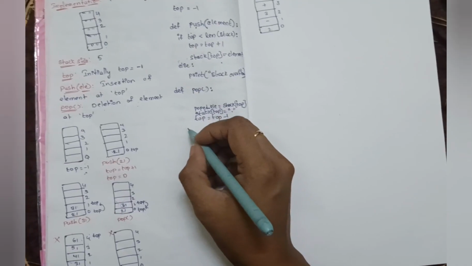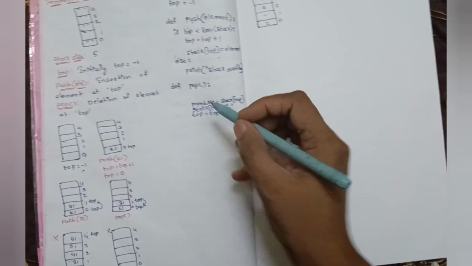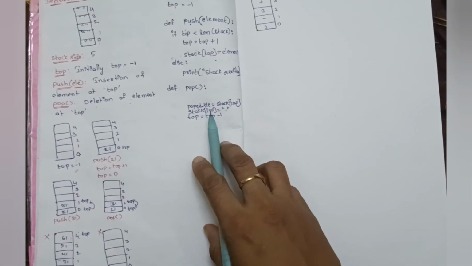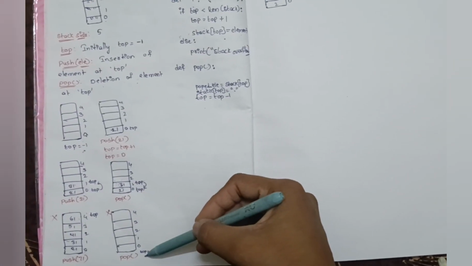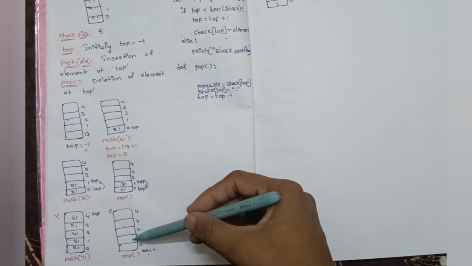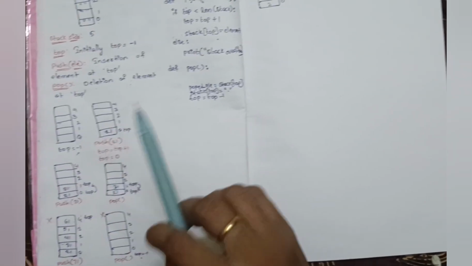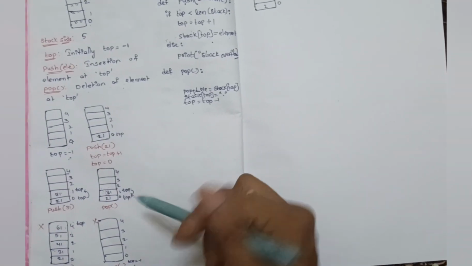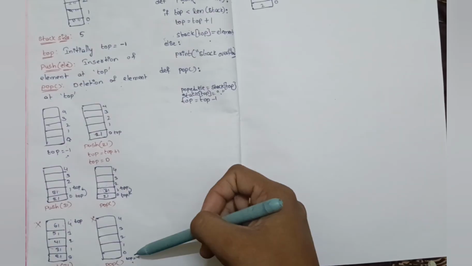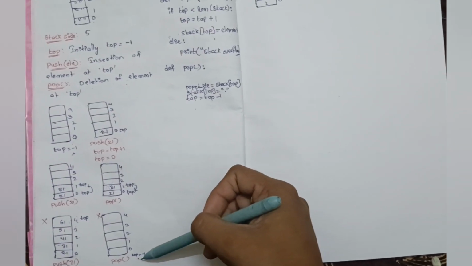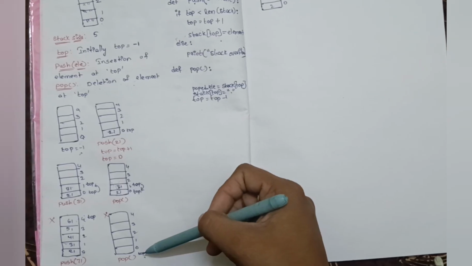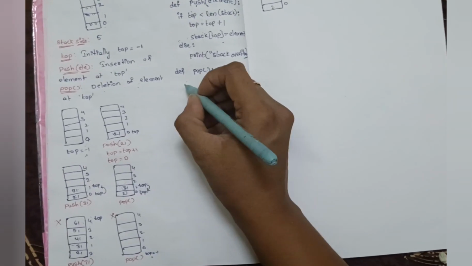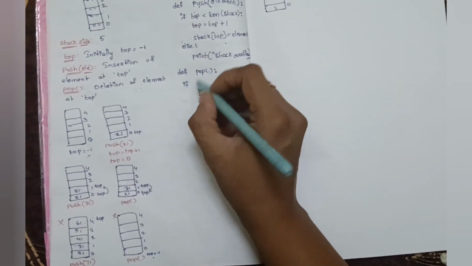Okay, then how do you return this popped element? Before that, let me clarify when we can perform the pop operation. Suppose our top has already reached -1. That means none of the elements are present in the stack. Can we still do the pop operation? No, we cannot do the pop operation if our top is less than 0. Correct?